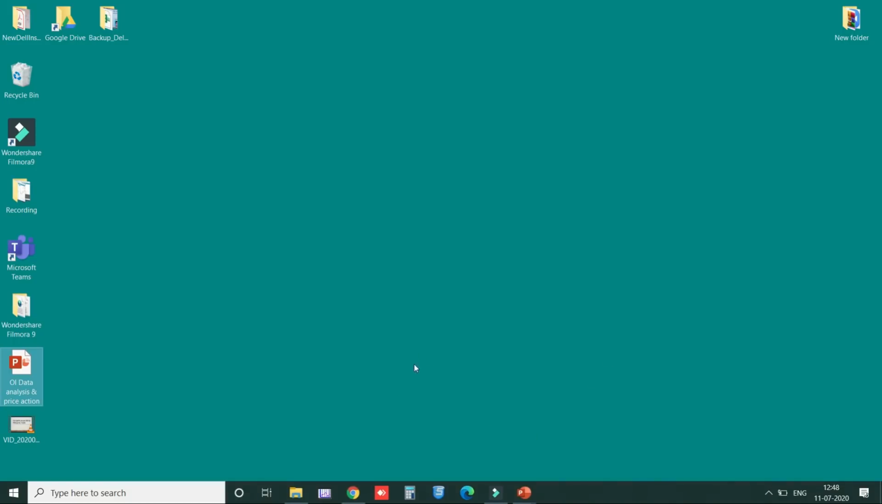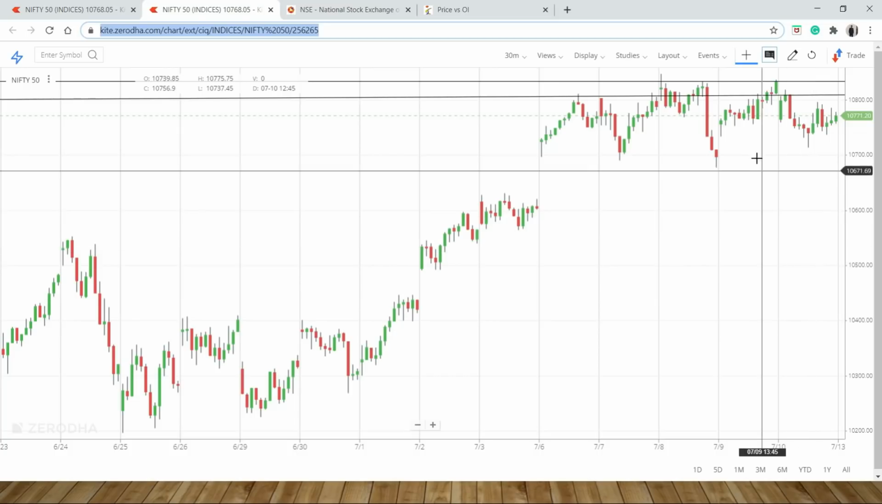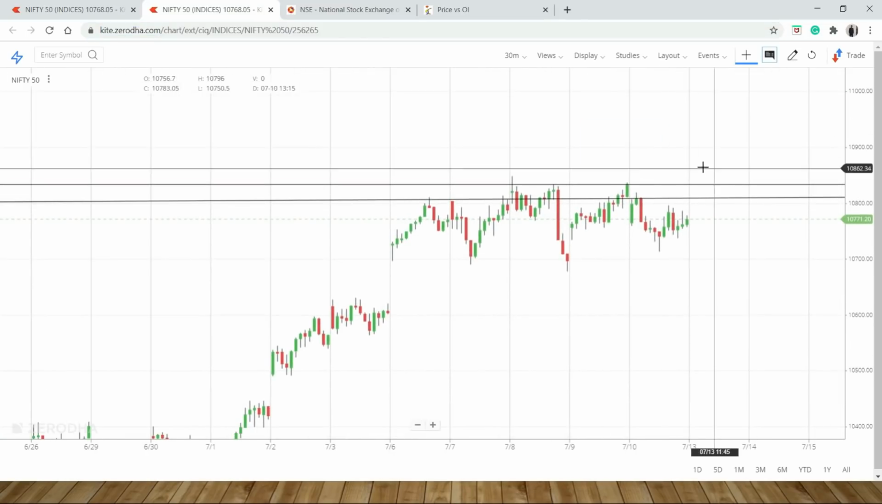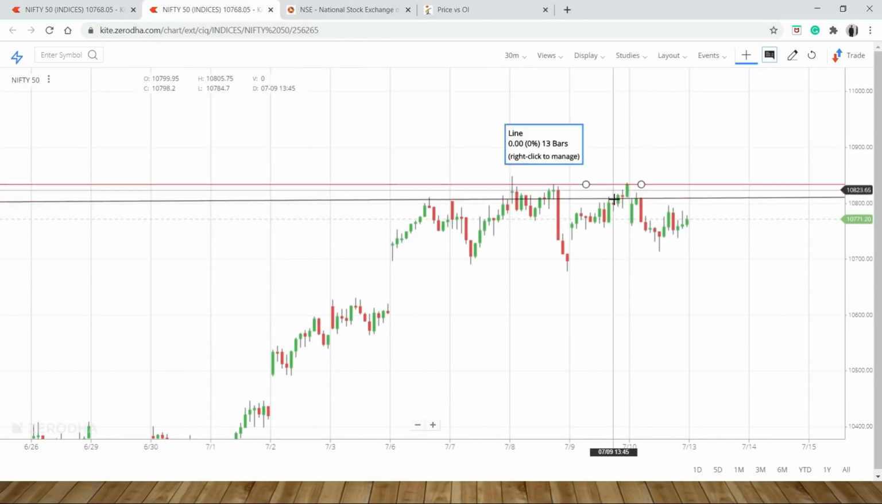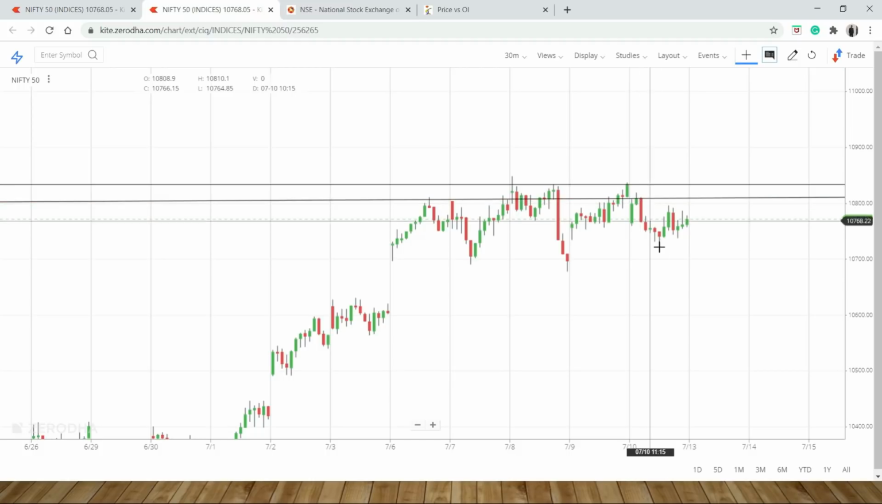Let's see the chart in Zerodha. Let's understand with an example. You can see this is 10 July and this is 9 July. On 9 July the closing is around 10,835, and on 10 July I'm taking the 30-minute candle chart. The first 30-minute candle high is almost around 811. So this is below the previous day close, which means the trend is negative.